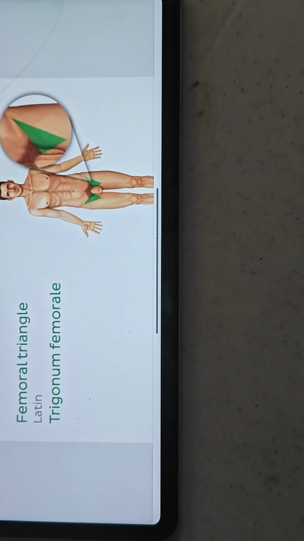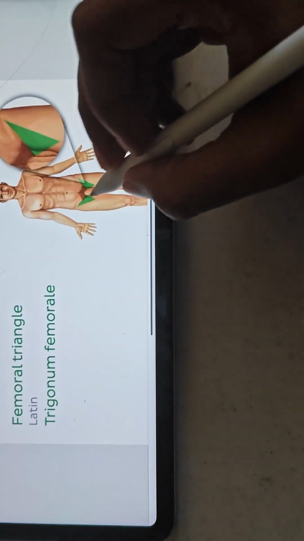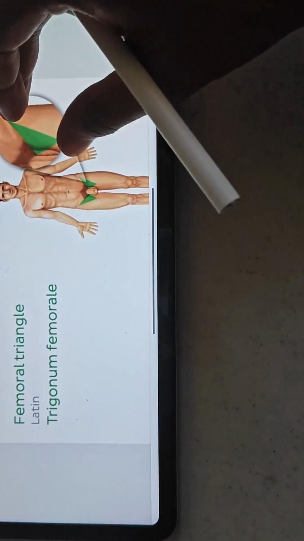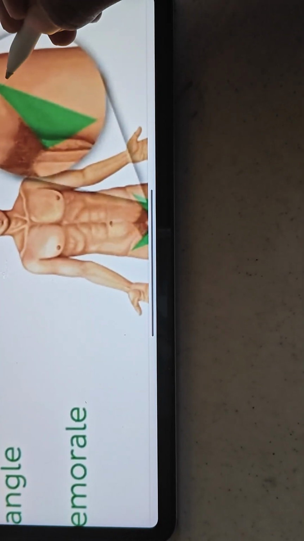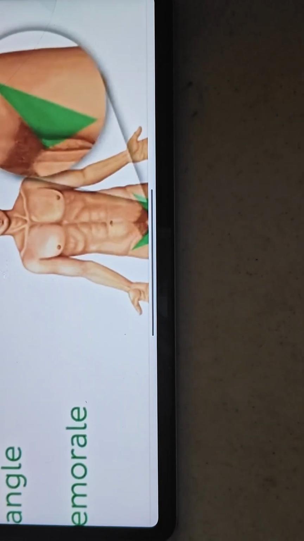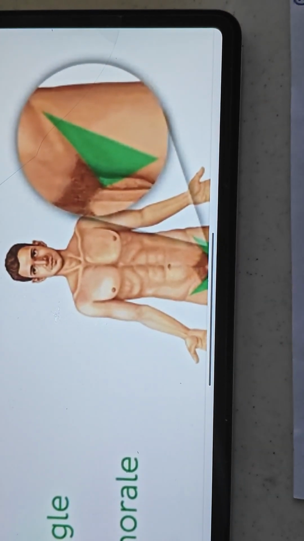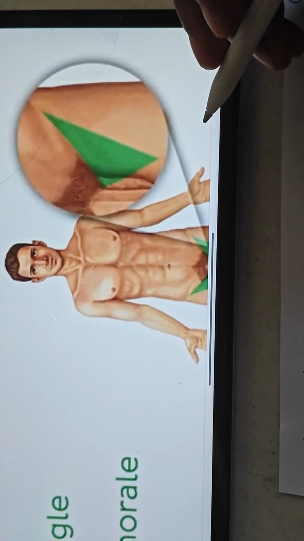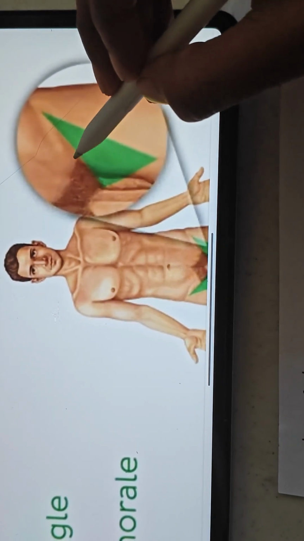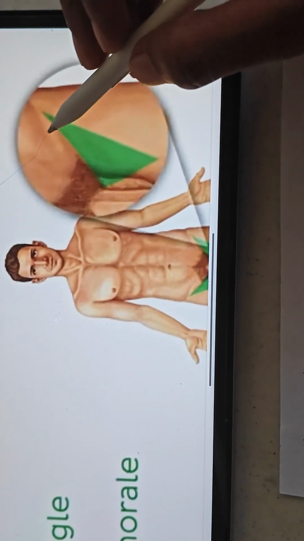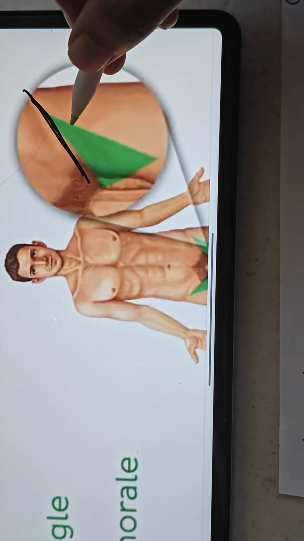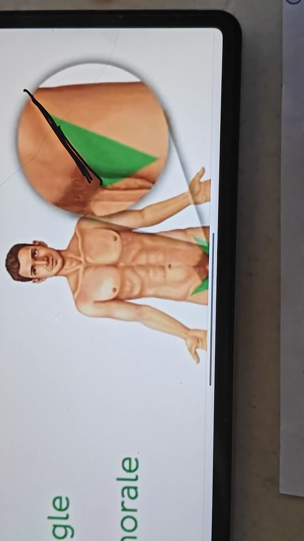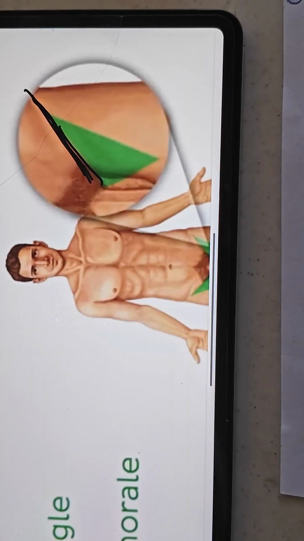So in this image you can see this one is the femoral triangle, the one highlighted in green. So it is located medial to the thigh, and this is located just distal to the inguinal ligament. This one is the inguinal ligament, right? So this femoral triangle is located distal to the inguinal ligament.